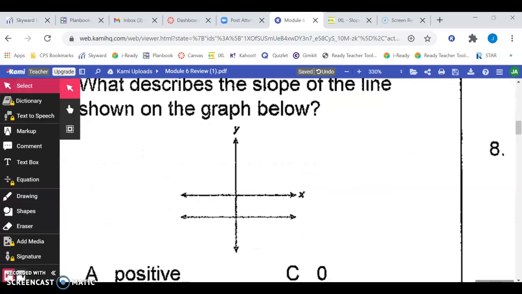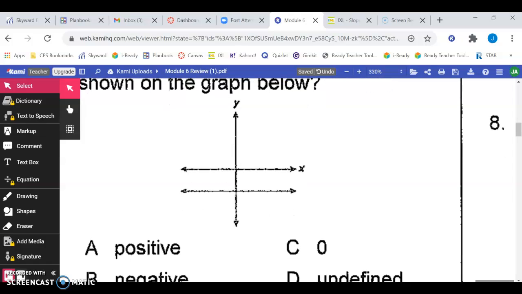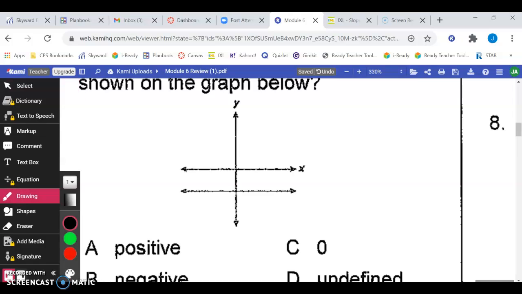All right, number 3, what describes the slope of the line shown on the graph below? If I were to pick 2 points, I'm going to pick here and here. Remember, we have to do rise over run on our graph. So if I'm going from this point to the next point here, I'm not going to rise anything. So that's going to be a 0.